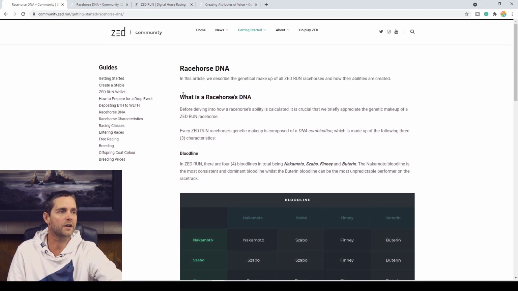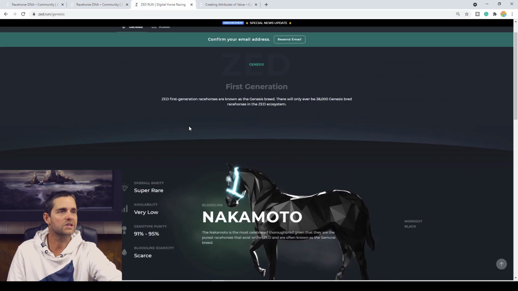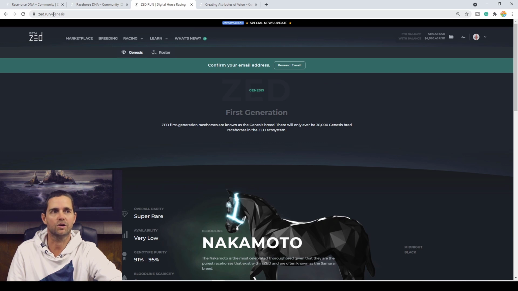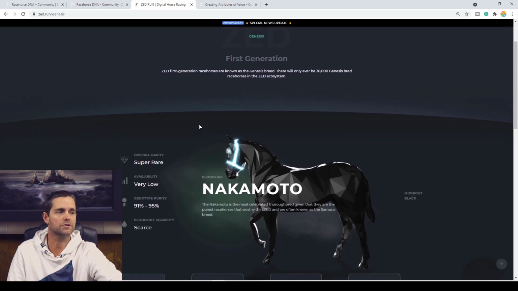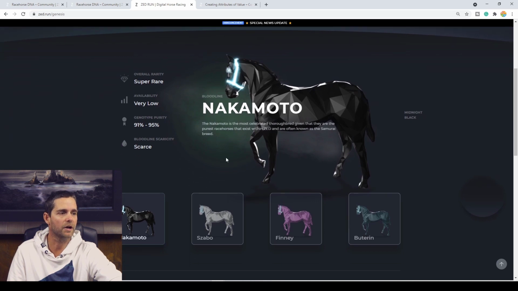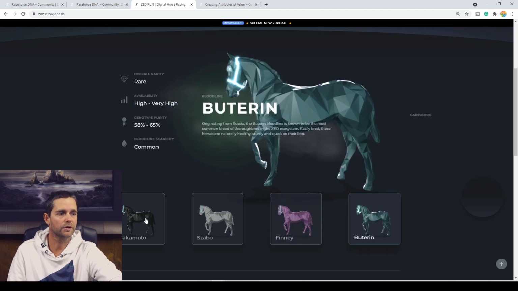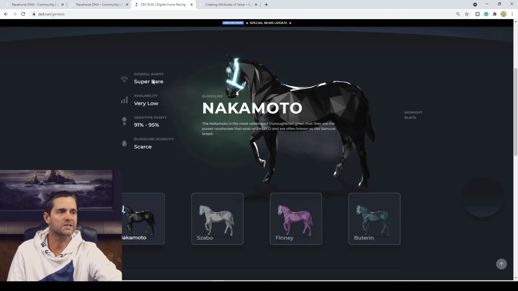But you can also find out a little bit of information about the bloodlines in other places, and we'll go through that here. You can see over here we're at the Zed Run main page website, and if we click on Learn and Genesis Racehorses, we come to this page and we can see a little bit of a blurb about Nakamotos, and then if we click Szabos, Finney, Buterin, the main thing that we can see is there's a difference in the rarity and a difference in the genotype purity.